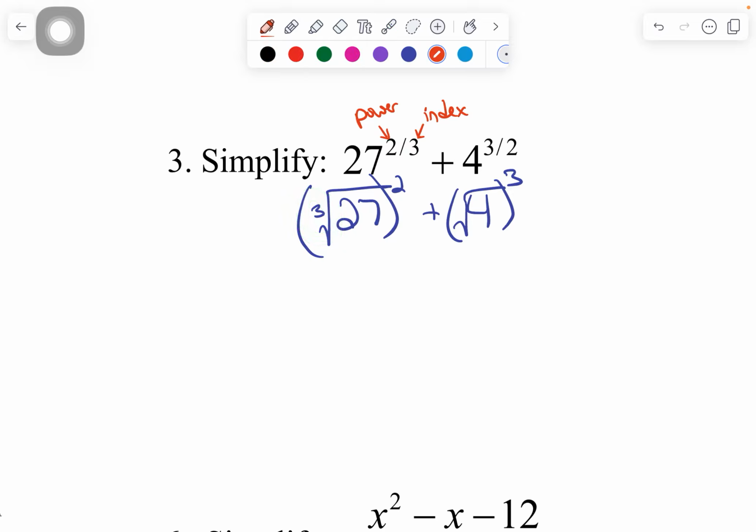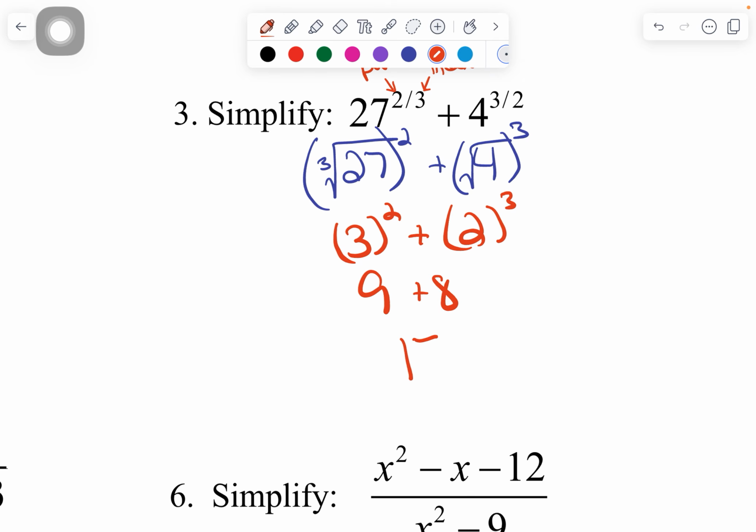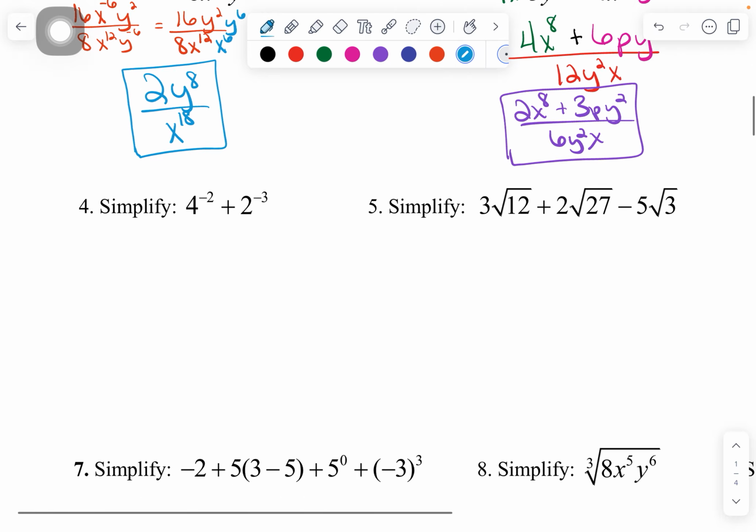All right, so let's see. The cube root of 27 is 3. 3 squared makes 9. The square root of 4 is 2. 2 cubed makes 8. Let's see. 9 plus 8 makes 17. All right, rolling right along.